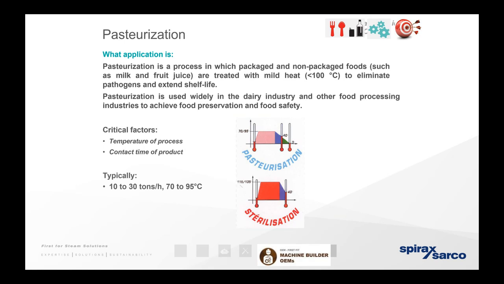It's widely used in the dairy industry, so pasteurization is common in milk, as many of you will know, and in food processing industries to achieve food preservation and food safety. We don't want to sell anything that has any pathogens in, we want to kill those off. Critical factors: temperature of the process, and contact time with the product, so how long we're heating it for and the temperature we achieve. Typically 10 to 30 tons, between 70 and 95 degrees.